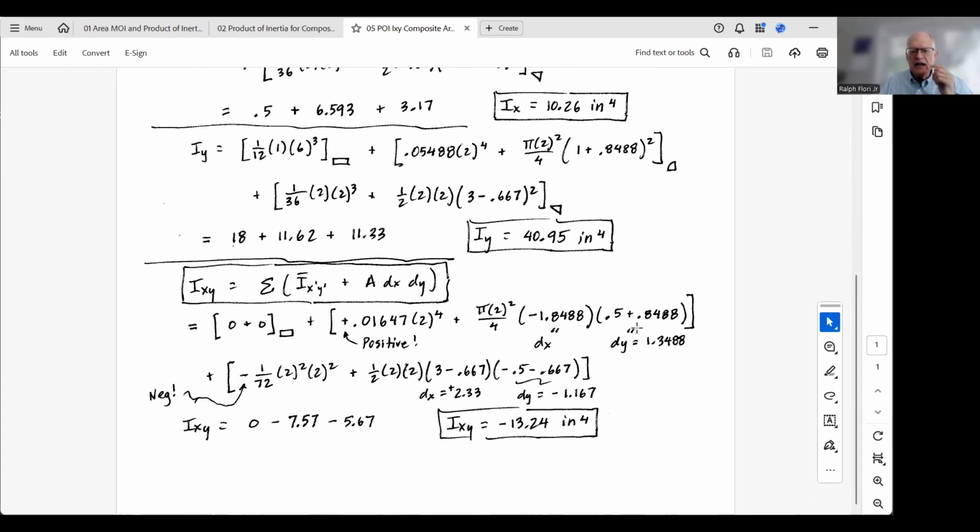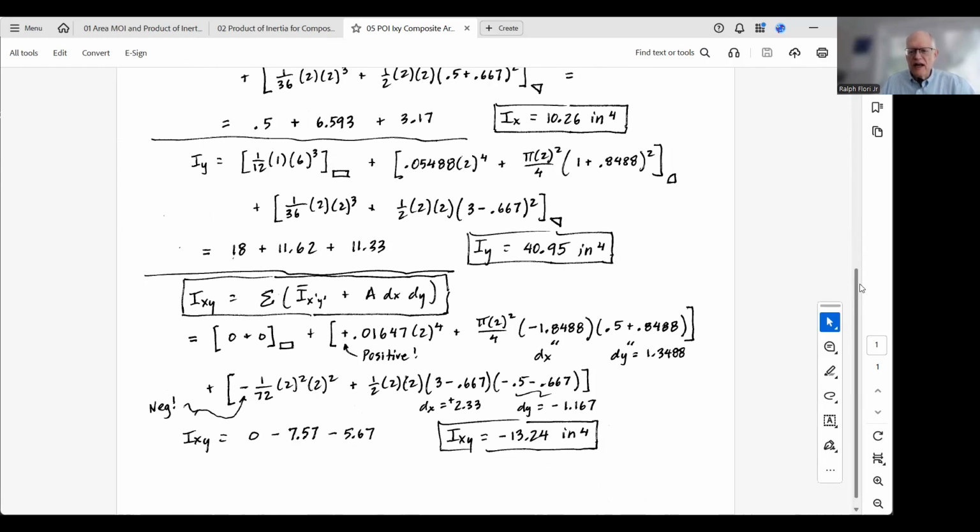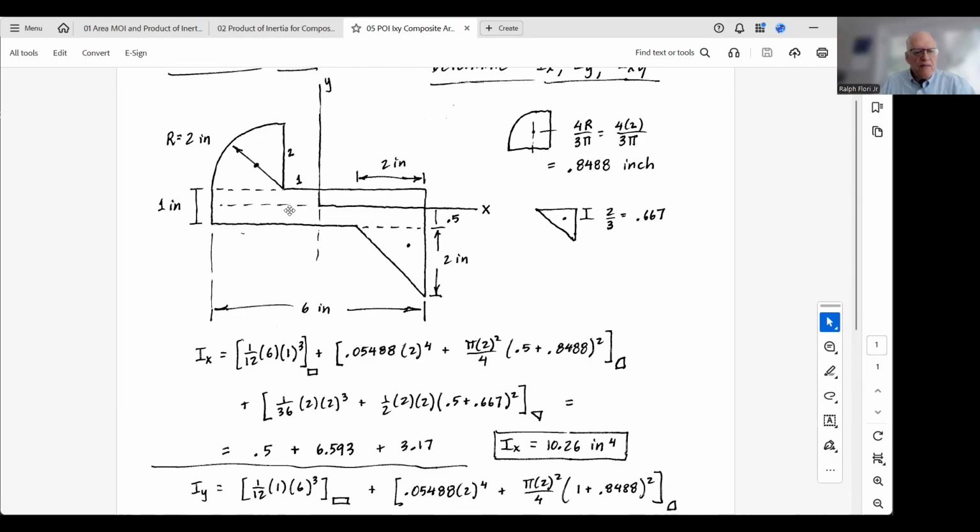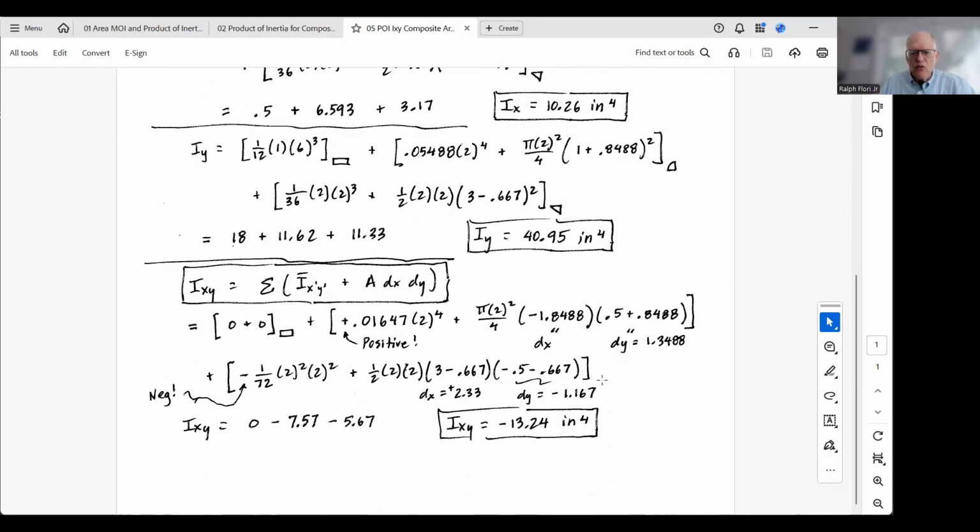And his dy is 0.5 plus 0.8488. So when you go from the x-axis up to the centroid, it's 0.5 for half of this beam plus 0.8488. And that distance is 1.3488. And it's positive because you're going from the x-axis up. So those are the terms for the quarter circle.